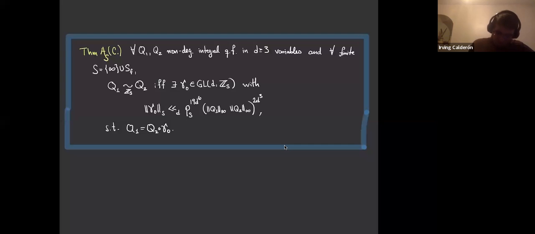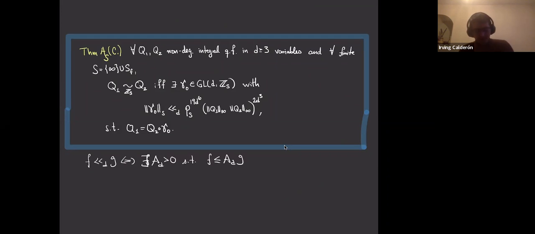And just a small remark, this notation that I'm using here simply means that there is a constant that depends only on D, such that F is less or equal than A_D times G. Okay, so now we have seen theorem A, theorem A_S, and now we'll move on to the dynamics behind the proofs of these theorems.